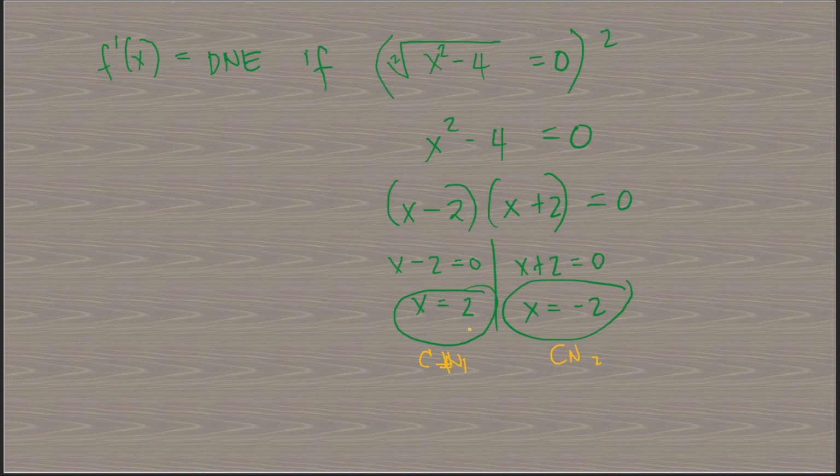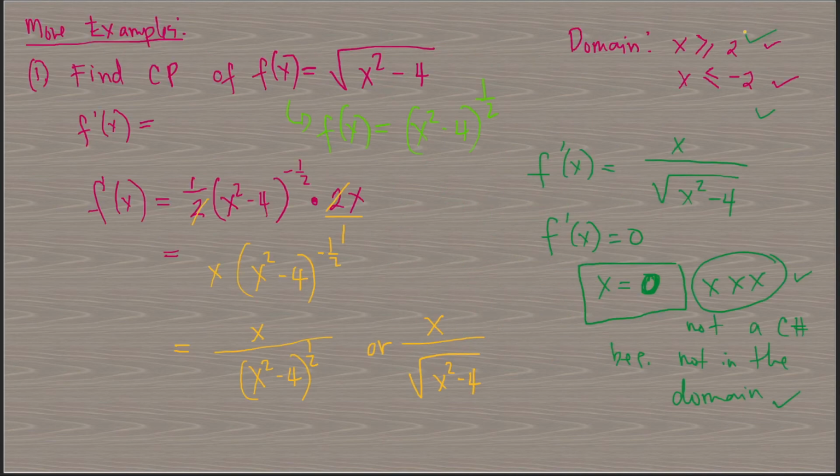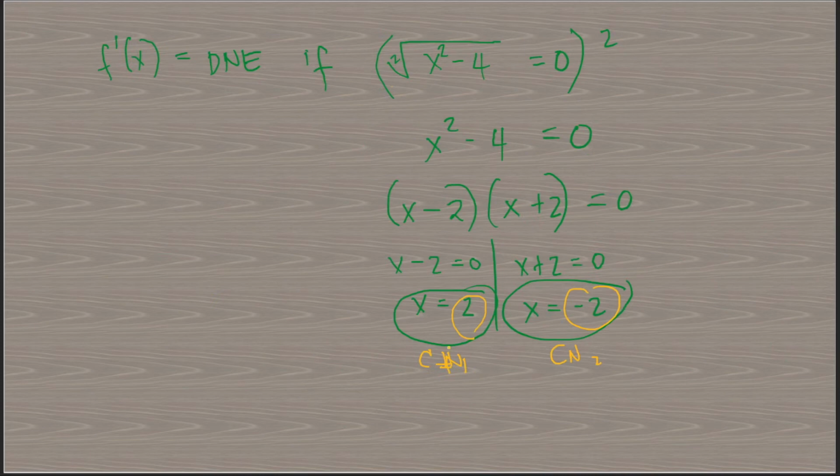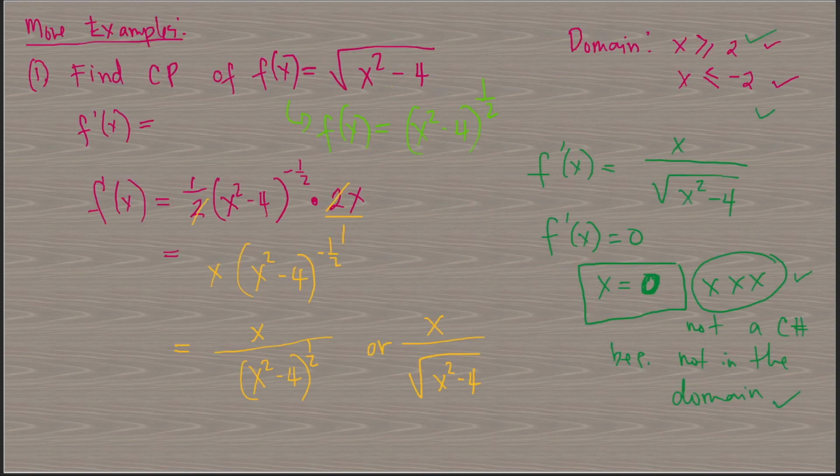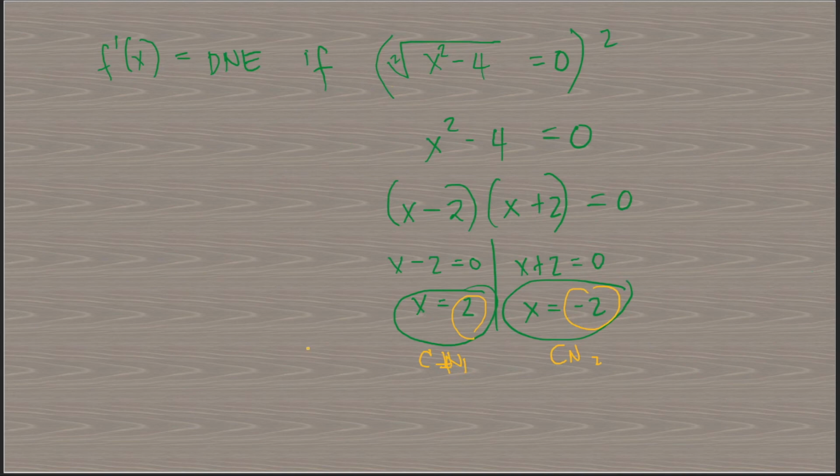Do positive 2 and negative 2 belong to the domain of our original function? Let's see. The domain includes 2 and negative 2, so they are included. In other words, our critical numbers 2 and negative 2 are in the domain of our function. So we are allowed to use them as our critical numbers.